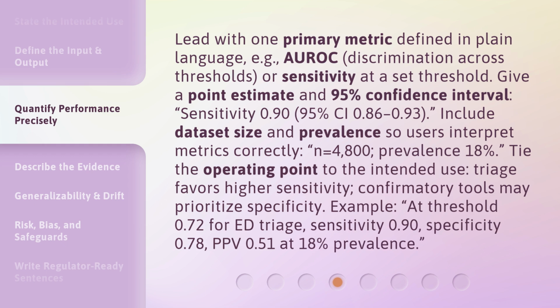Tie the operating point to the intended use. Triage favors higher sensitivity. Confirmatory tools may prioritize specificity. Example: at threshold 0.72 for ED triage, sensitivity 0.90, specificity 0.78, PPV 0.51 at 18% prevalence.